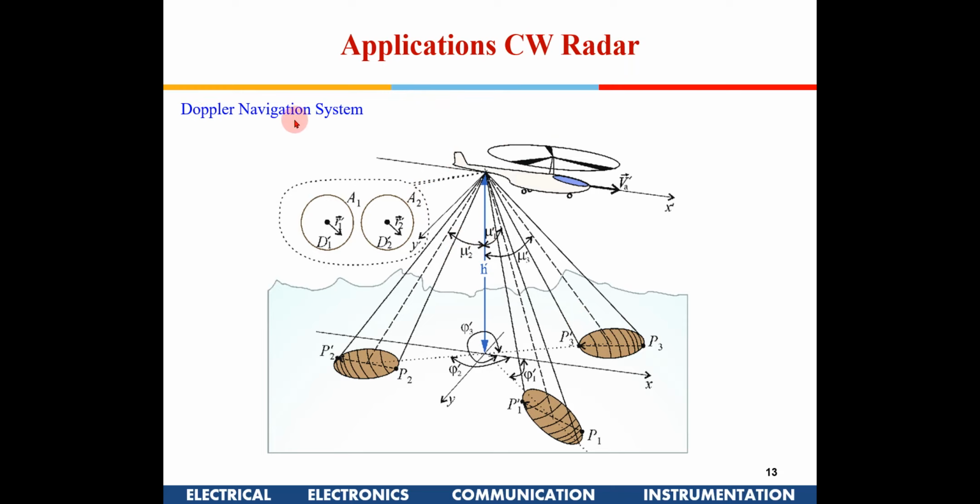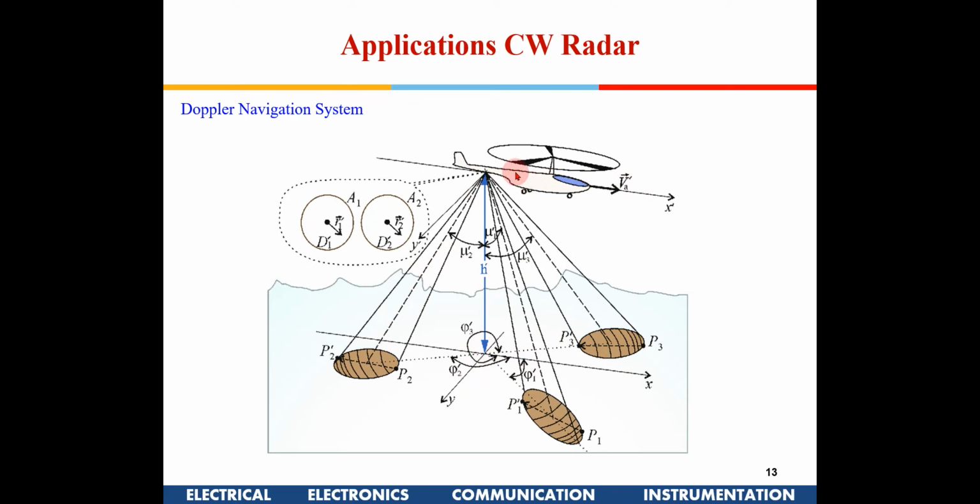Okay, so these are some of the applications of CW radar. We have something known as the Doppler navigation system in the aircrafts. You will have three different Doppler antennas, three sets transmitting in three different axes, X, Y, and Z axis, and you will have three sets of received signals, and through those you can compute the velocities on these three different axes, and they can be resolved.